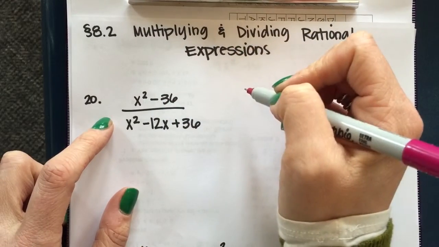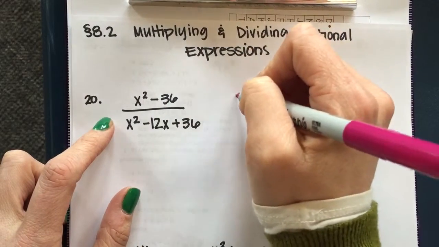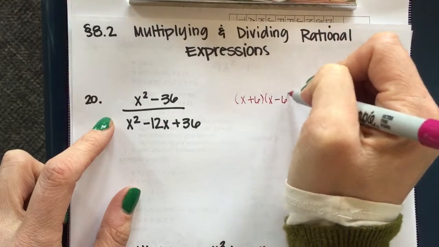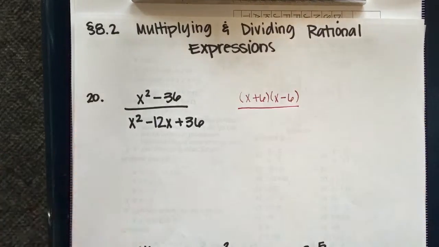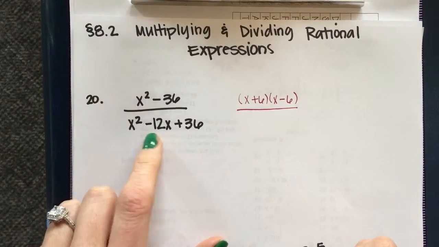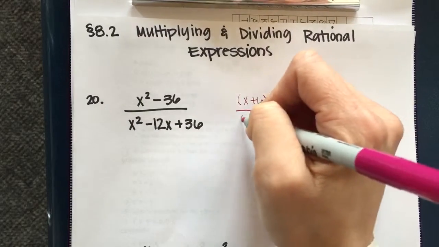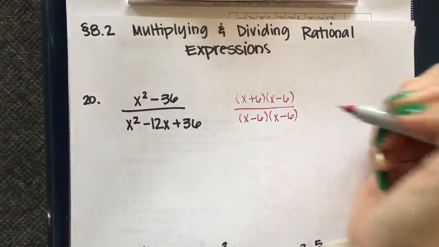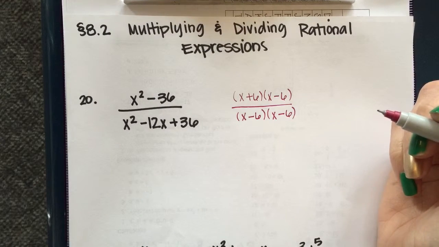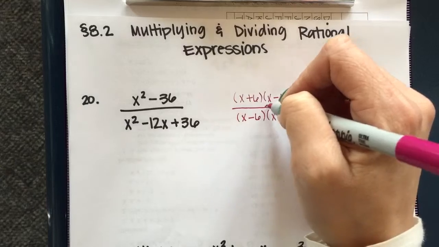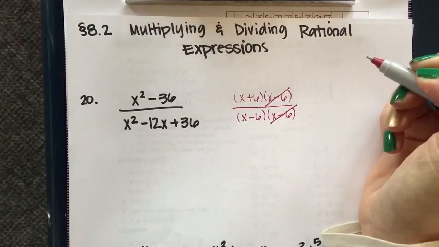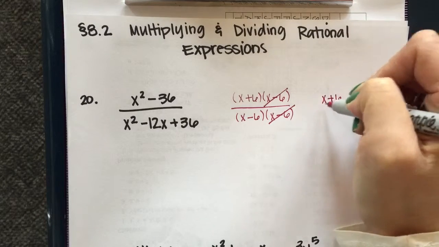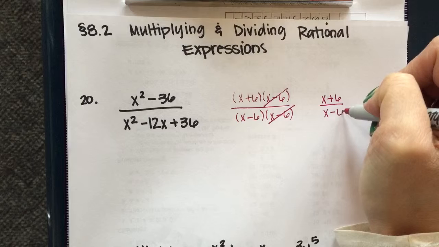If I factor x squared minus 36, that's a difference of two squares. It factors to x plus 6 times x minus 6 over, factor the bottom. Two numbers that multiply to 36 and add to negative 12 are negative 6 and negative 6. And if you have any factors that match on the top and the bottom, those cancel. So the x minus 6's cancel, and it simplifies to x plus 6 over x minus 6.